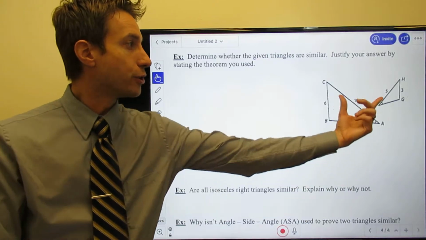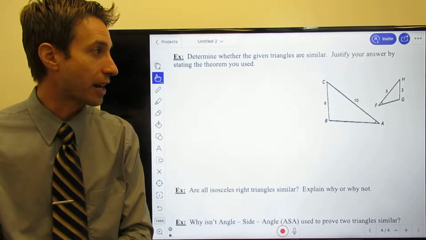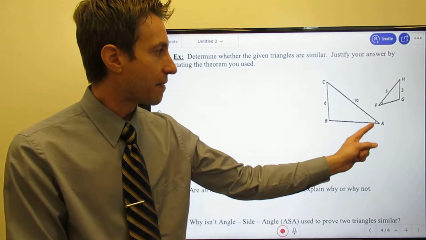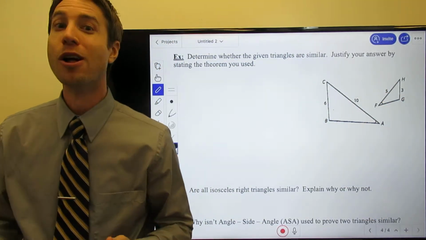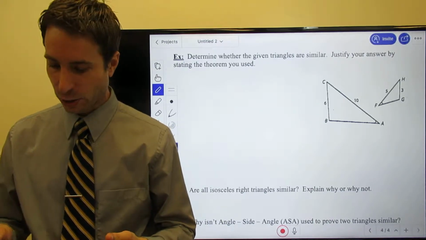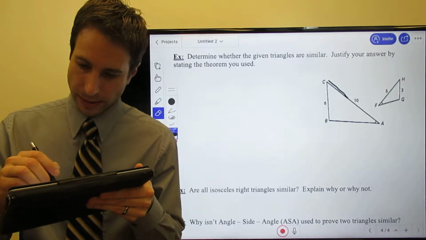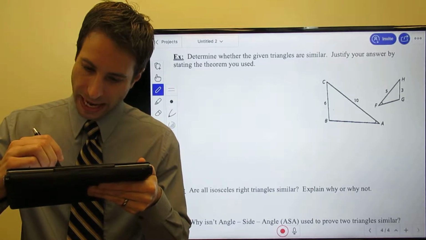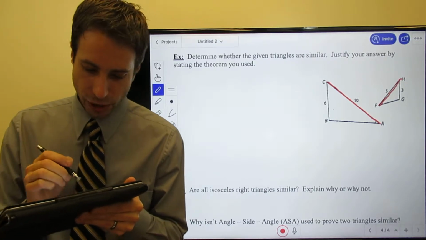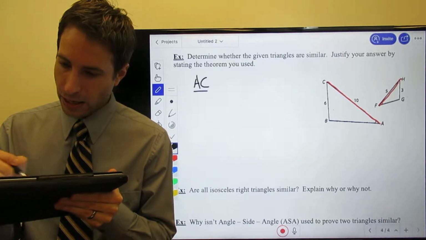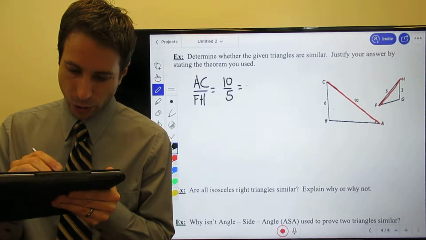Alright, once again, I've given you two figures. I want you to determine whether the triangles are similar. Got to be able to justify your answer. Ooh, look at what I've got here. I'm given an angle, and it would appear that I'm given information about two of the sides. So here's what we're hoping for. We're hoping for side, angle, side. Okay, well, I know that CA, not black, different color, red. I know that AC or CA, whatever, corresponds with FH or HF. So there we go. I have AC over FH, which is going to be 10 over 5, which is 2.